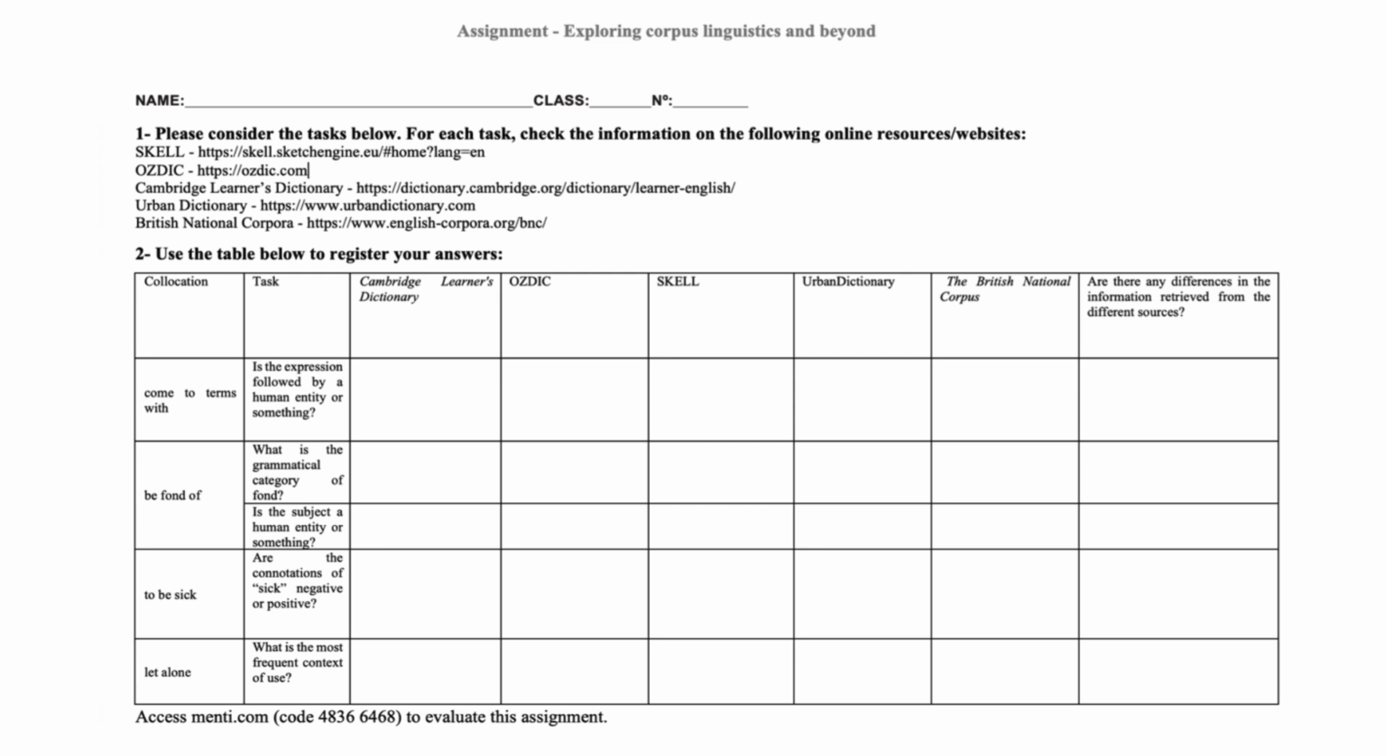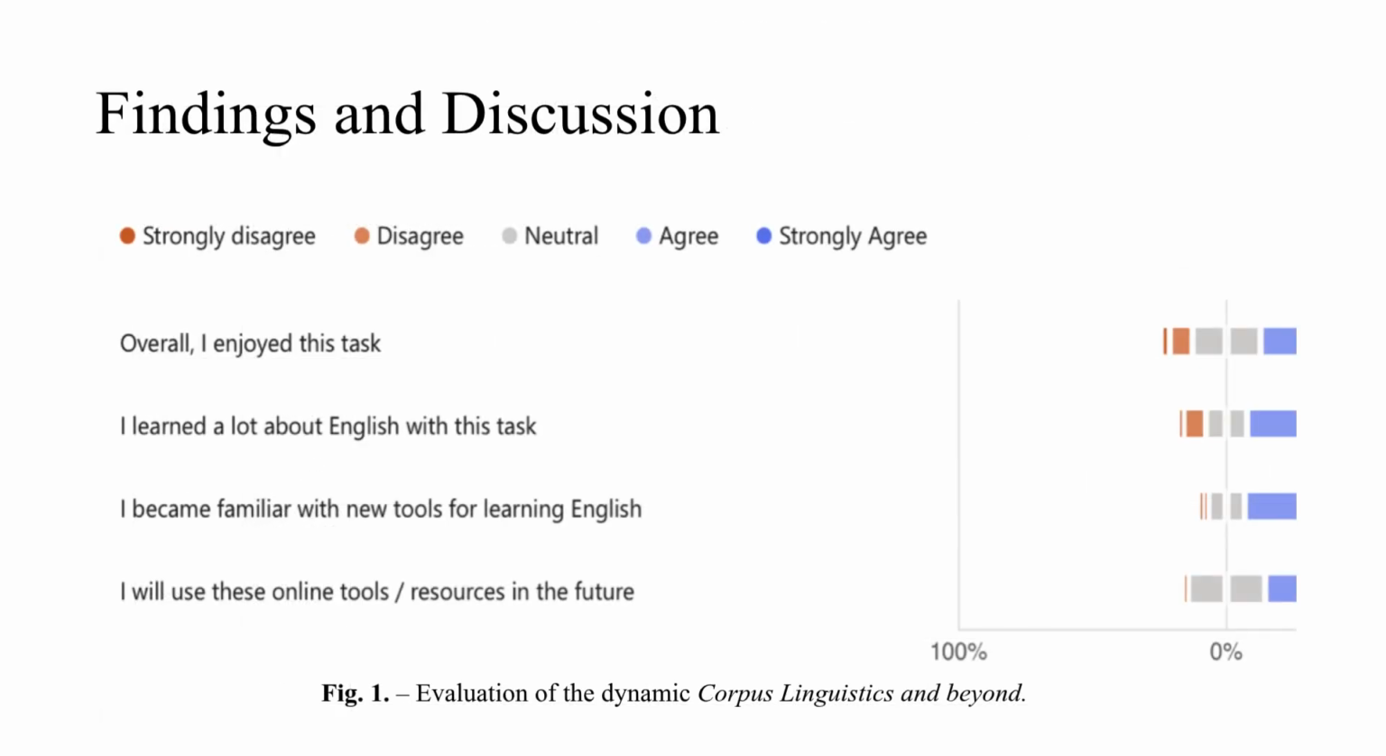In Task 4, students should search for the phrase let alone and identify the most frequent context of use. The British National website offers information on the type of corpus, written or oral, and Cambridge Learner's Dictionary provides information on the sentence semantic context. To complete the task, each student was required to use the laptop, tablet, or cell phone. While all the students could exchange ideas with colleagues, the task was performed individually.